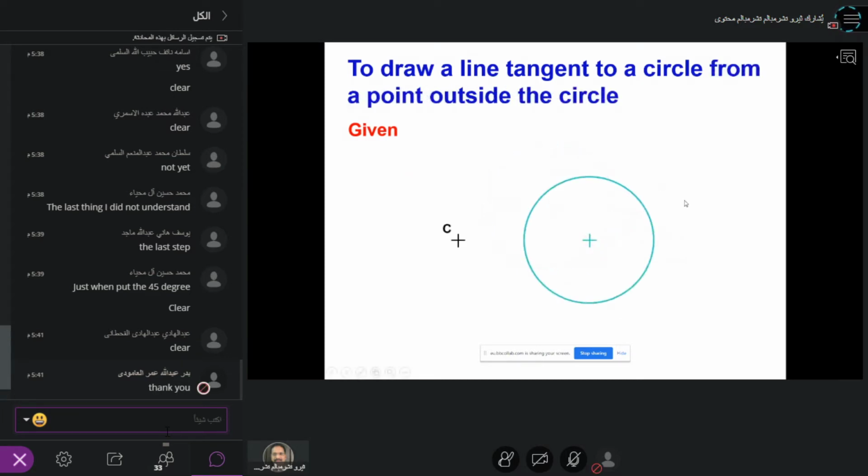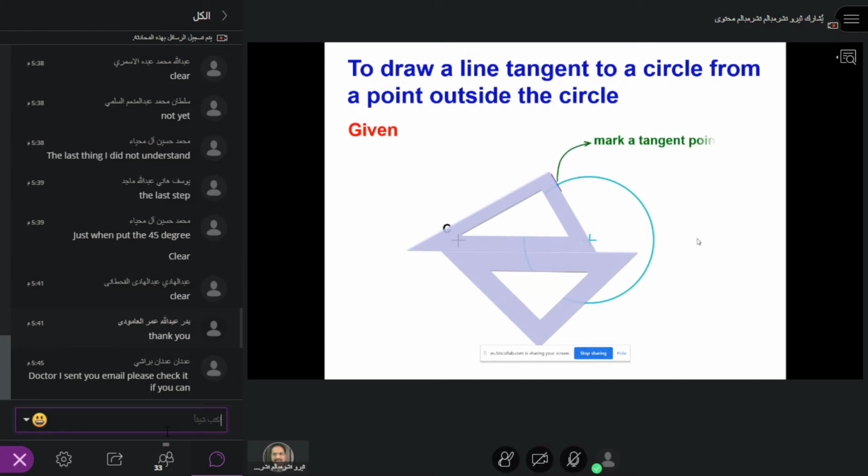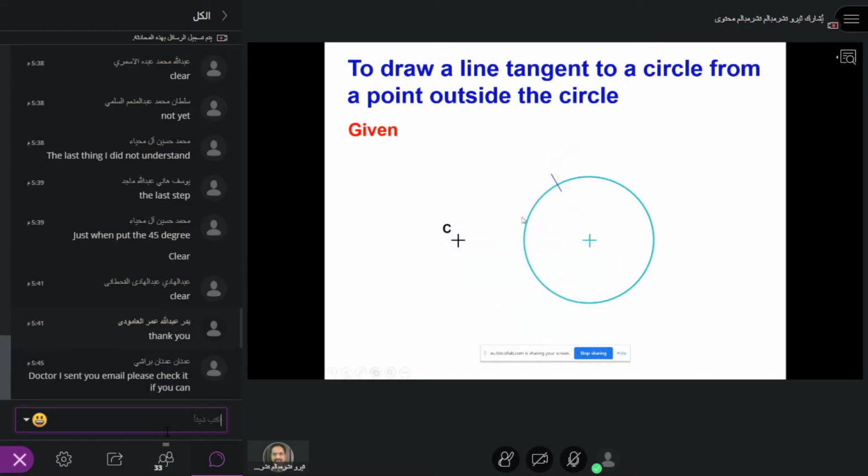The next one is a point away from the circle or outside the circle, a point C, by using a similar method. Then you just slide it all the way and join these two. This is a 90 degree. Then from there, you join these two, and that is the tangent. Any questions?